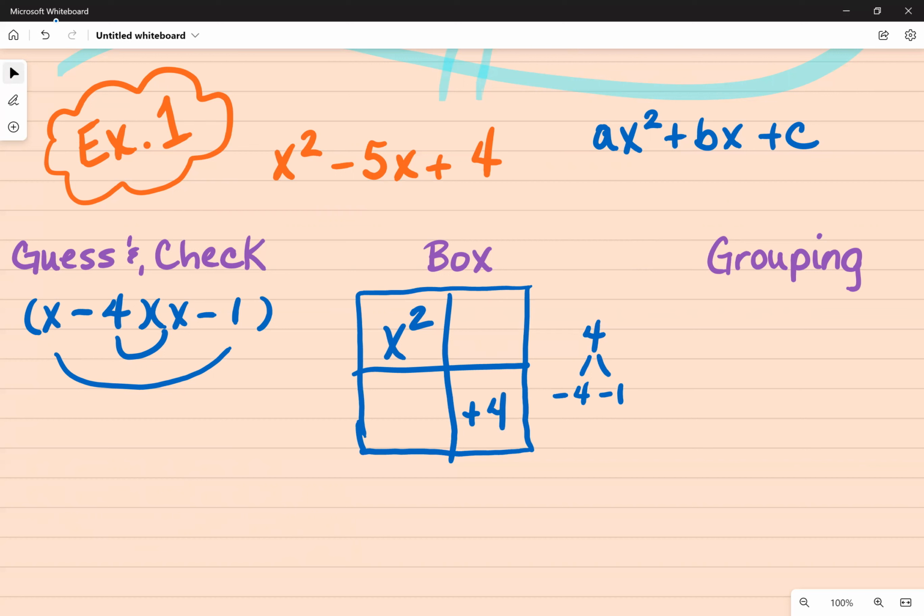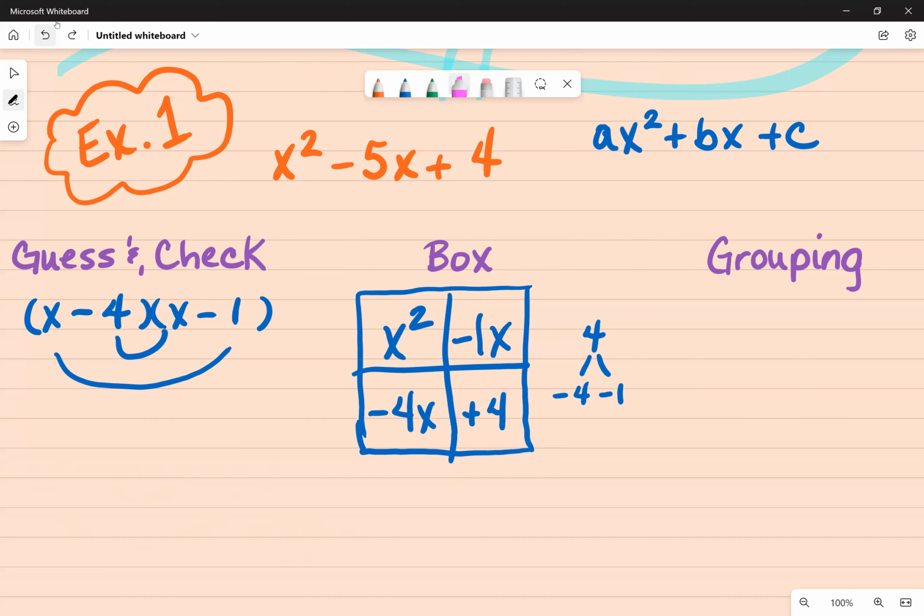So I'm just going to go with -1x here and -4x here. What does matter is that you include the x. So if you're doing the box method correctly, every box should have a variable in it, except for this last one, if your problem starts out looking like this. Make sure you understand that.